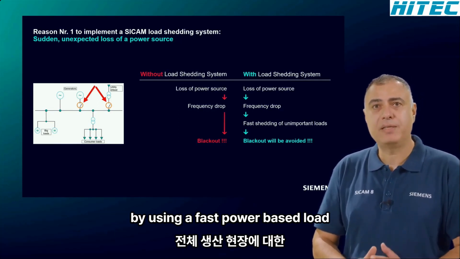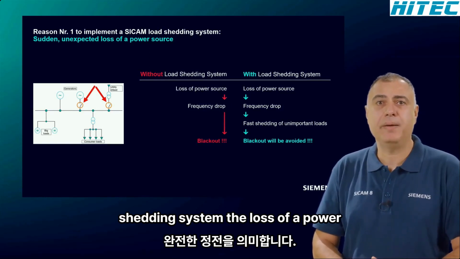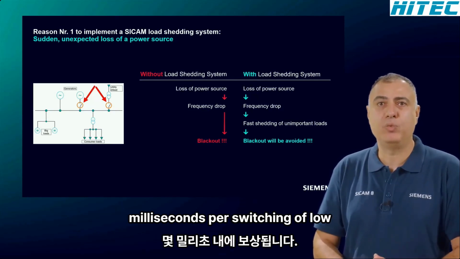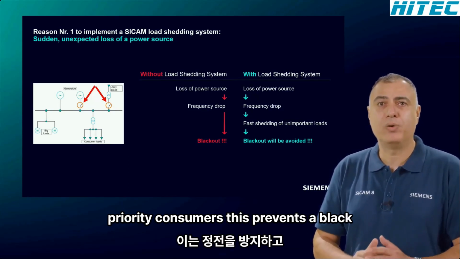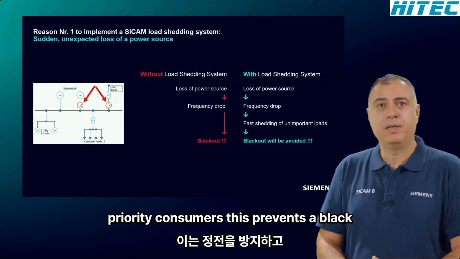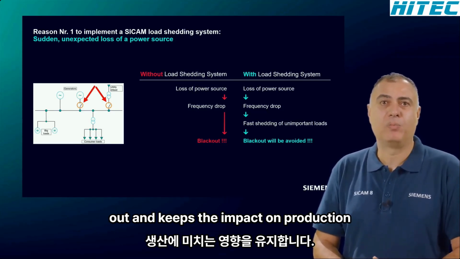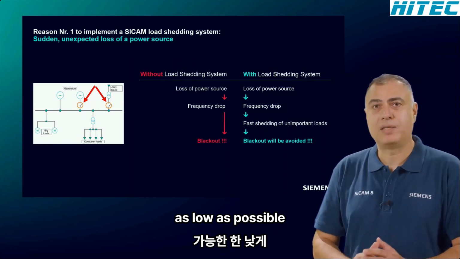By using a fast power-based load shedding system, the loss of a power source is compensated within a few milliseconds by switching off low priority consumers. This prevents a blackout and keeps the impact on production as low as possible.